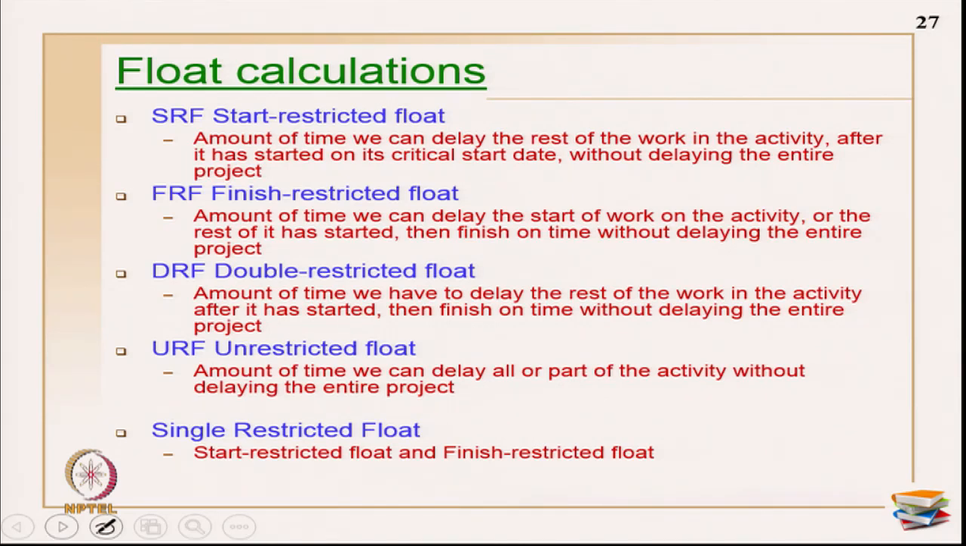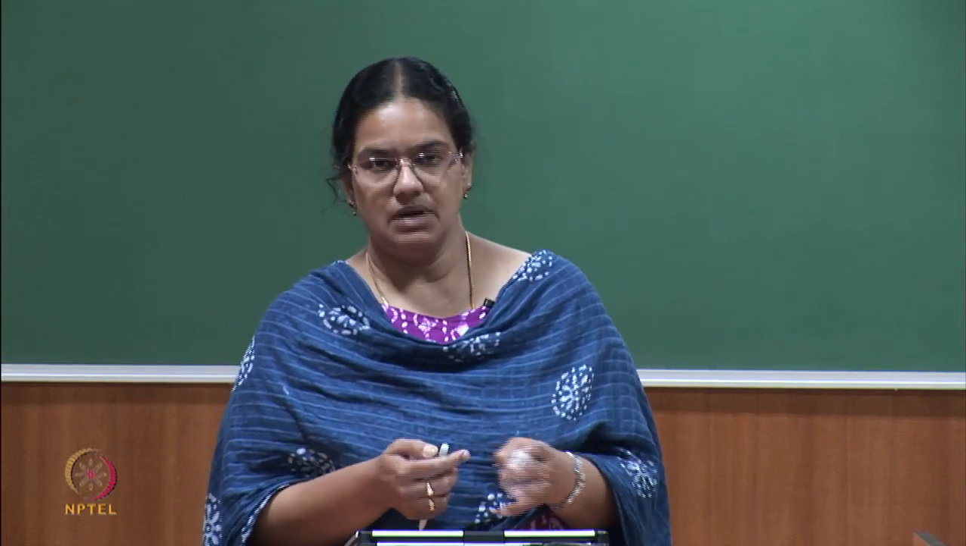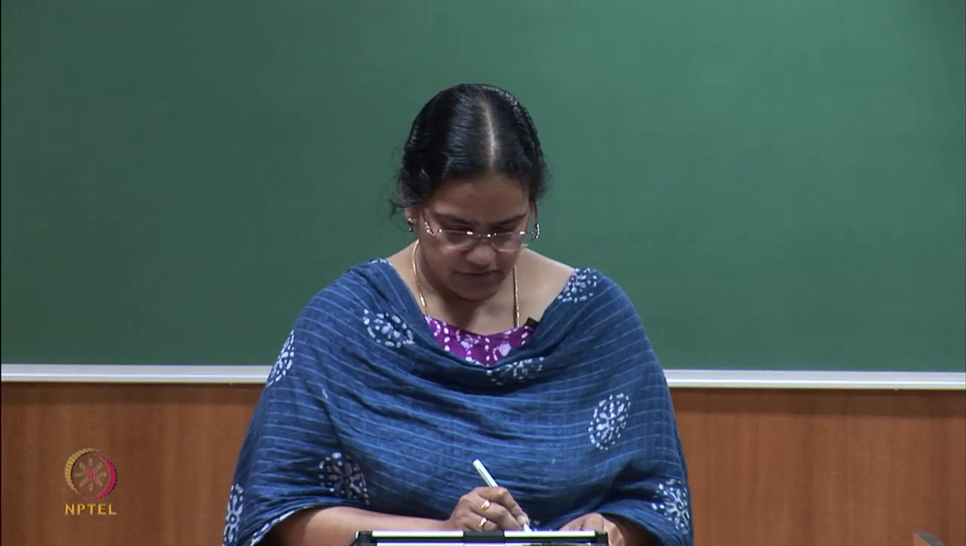Okay. The next is URF, unrestricted float, the amount of time we can delay all or part of the activity without delaying the entire project. This is primarily the complete float on the activities, which you can get with the help of URF. The next is single restricted float. You have start restricted float and finish restricted float, and both together you can call a single restricted float. Okay. The way calculations are done is a little different from how you do it, but otherwise you get similar results as I told you earlier. Okay. That is all on the PDM network.